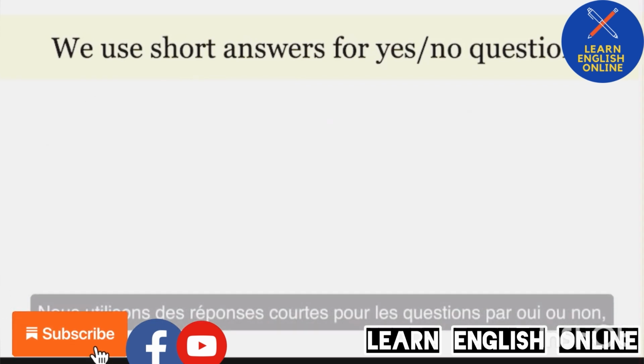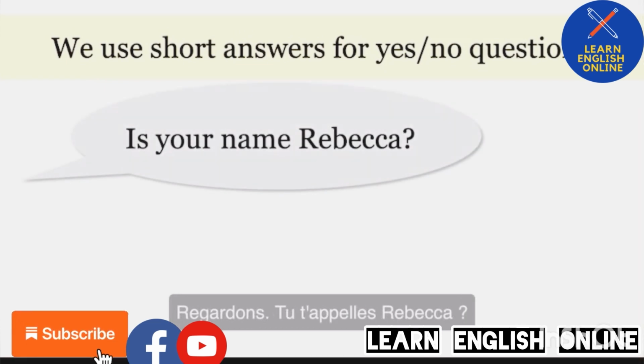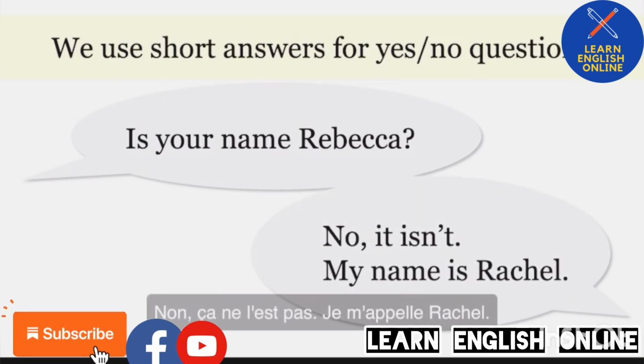We use short answers for yes/no questions, but of course you can just answer yes or no. Sometimes this is fine, and sometimes it sounds too short. Let's look. Is your name Rebecca? No. Huh. How about this? Is your name Rebecca? No, it isn't. My name is Rachel.